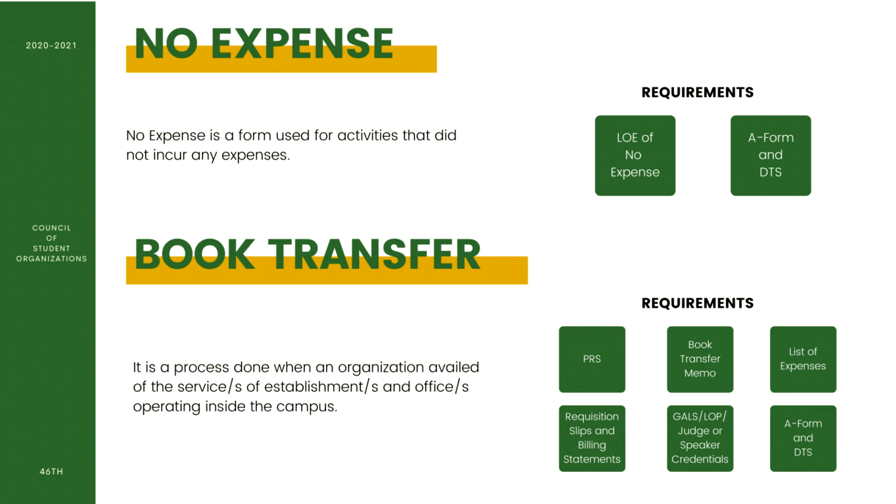Book transfer is a process done when an organization availed of the services of establishments and offices operating inside the campus. It must contain a BT memo and make sure that they use the right memo according to the amount that they're processing. The document must also contain requisition slips and billing statements. If it's for food expenses, tokens, and venue expenses, the document must contain GALs, LOP, and judge or speaker credentials.